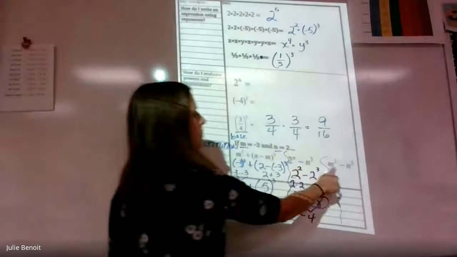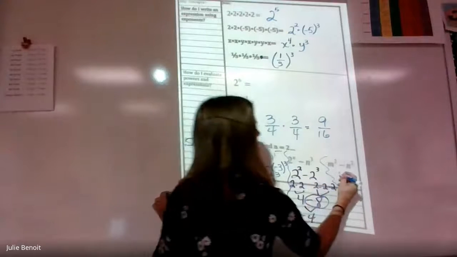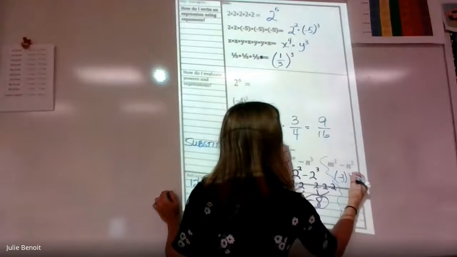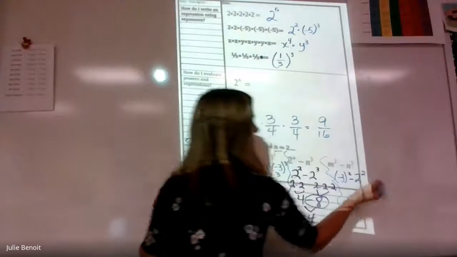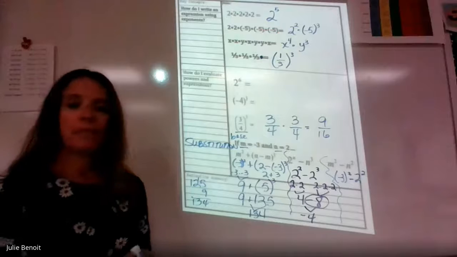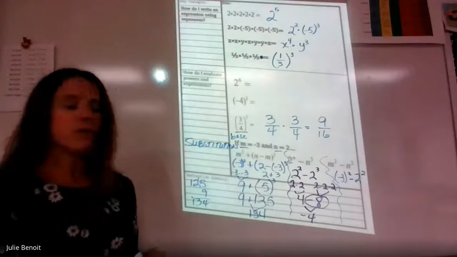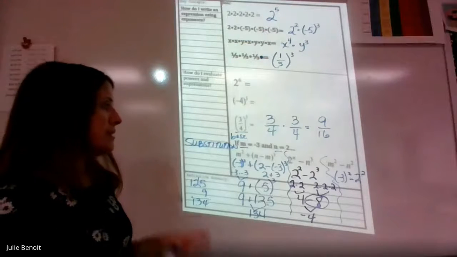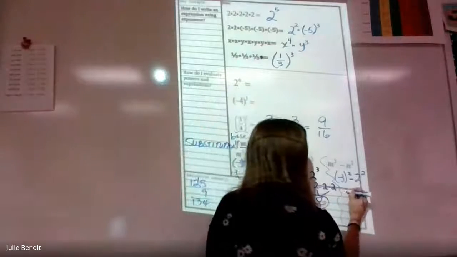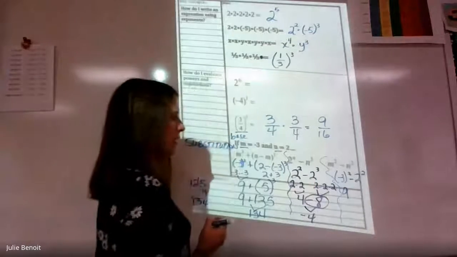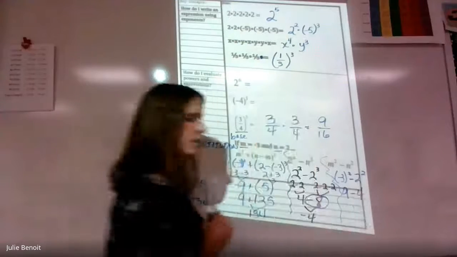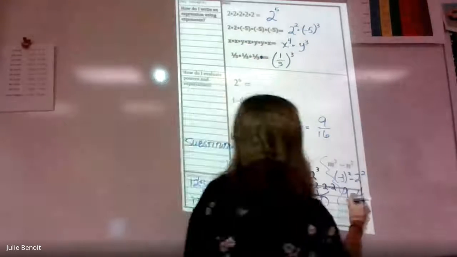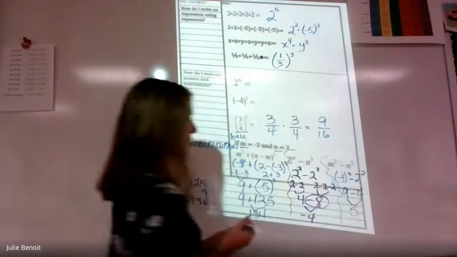Last one, m squared minus n squared. So we're doing negative 3 squared minus 2 squared. Negative 3 squared. Negative times negative is a positive 9. 2 squared is 4. And 9 minus 4 is 5.